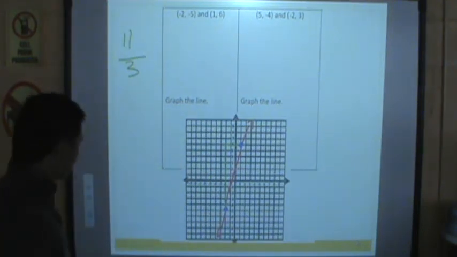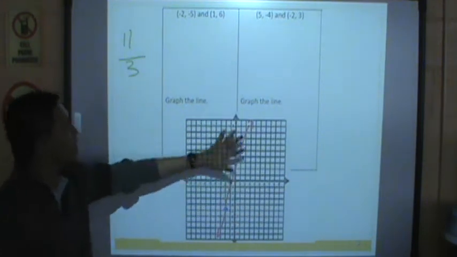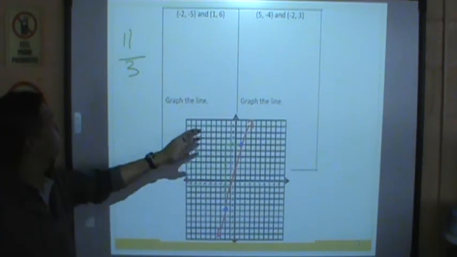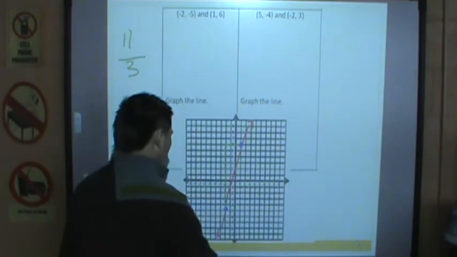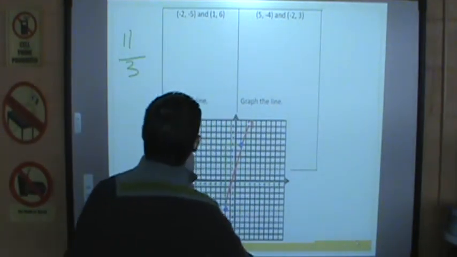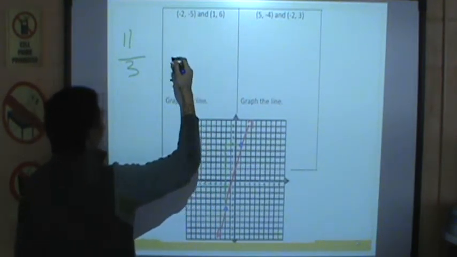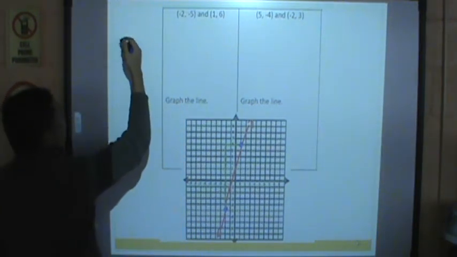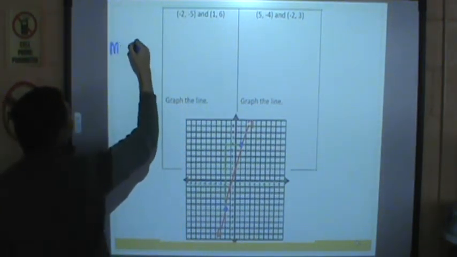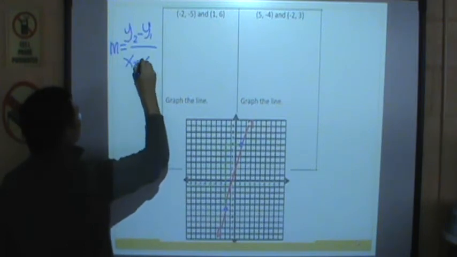You always go up. Now, what if you don't have graph paper? What if you don't have this graph, and all you have to do is just find the slope without the graph? That's why I'm going to give you the formula for the slope. The formula for the slope is m is equal to y2 minus y1 over x2 minus x1.